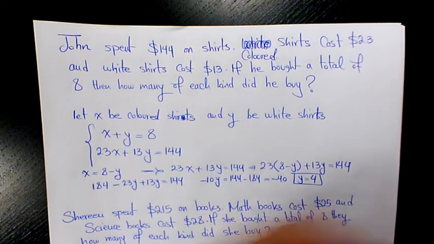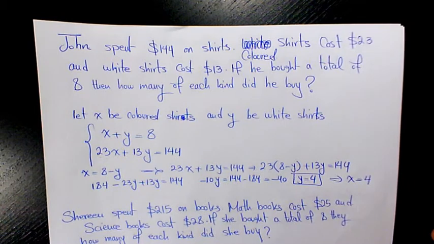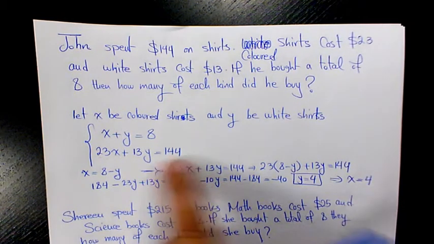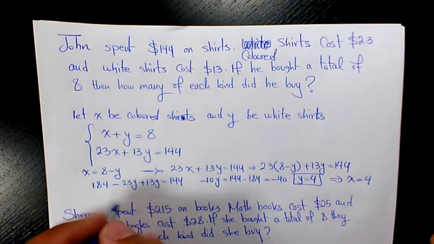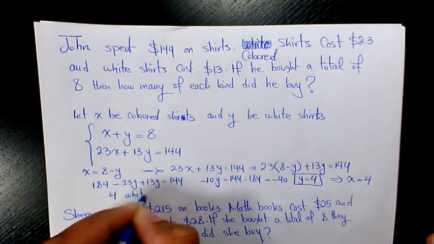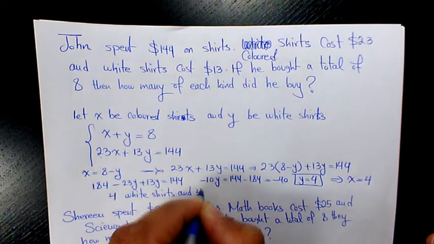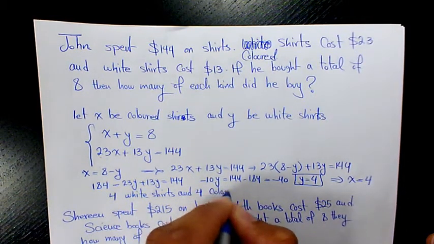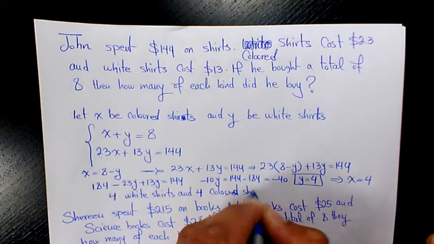Then when you sub it there, x is 4 as well. You can check it: 23 times 4 plus 13 times 4 is going to be 144. So that's correct. So we have 4 white shirts and 4 colored shirts.